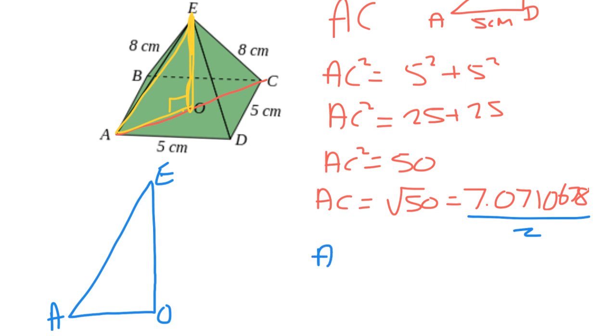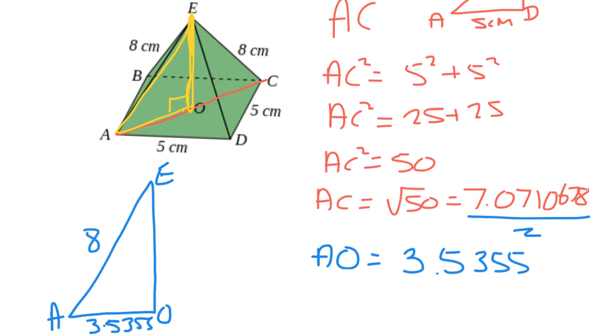So I know that AO is 3.5355 to 4 decimal places. So I'm going to put that in on my diagram. So that's 3.5355. Now I know the length of AE is 8 centimeters, and I'm looking for this point here. So again, I'm going to be using Pythagoras.